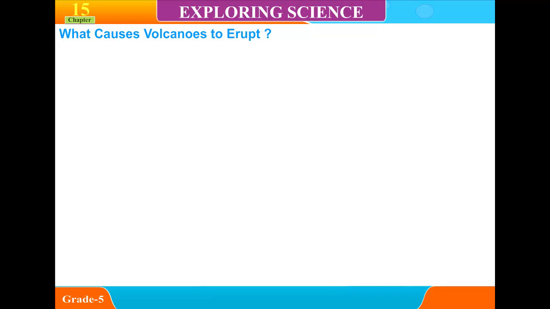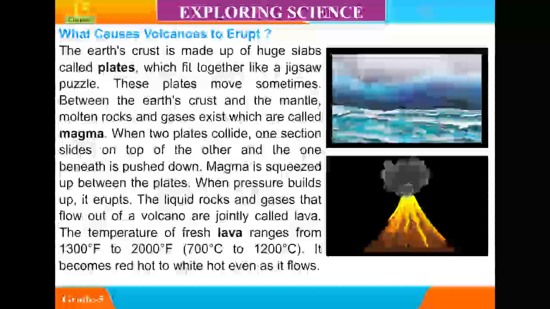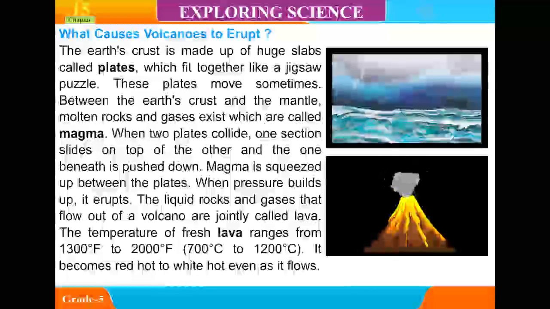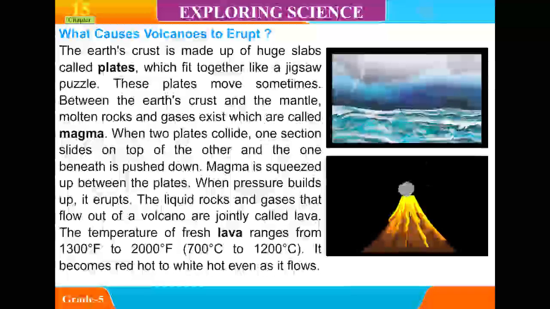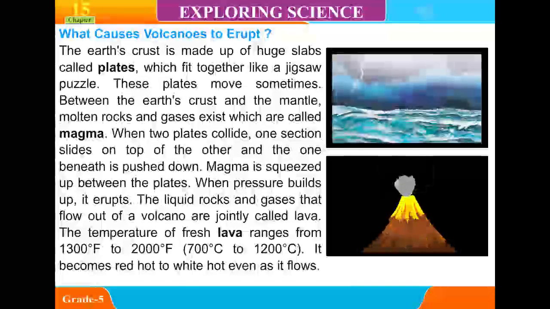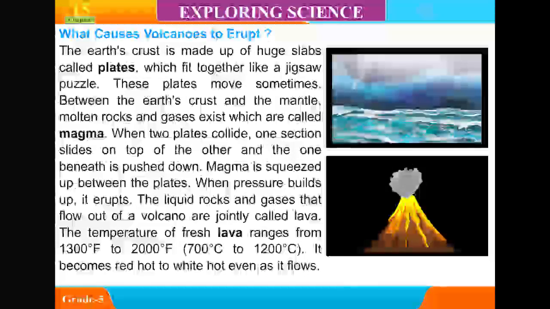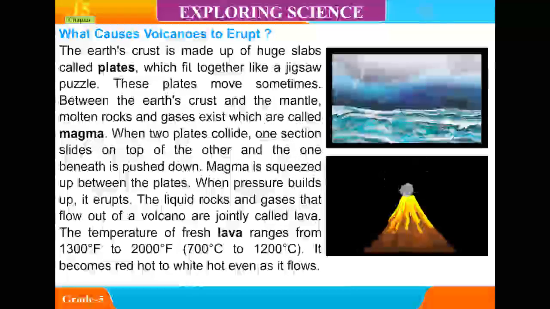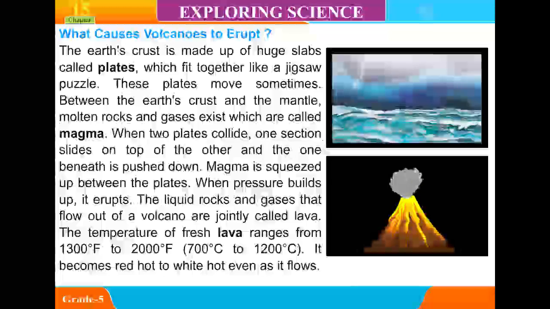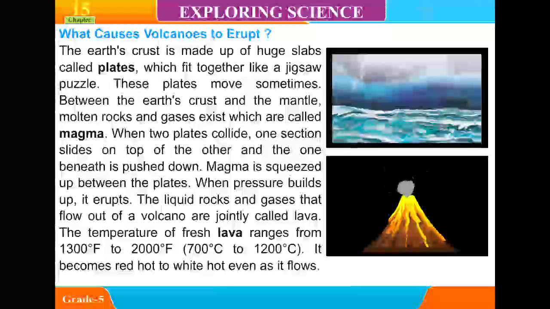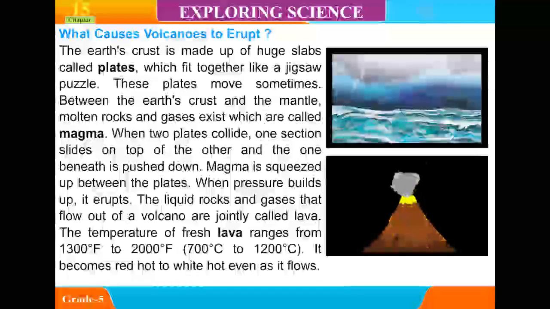What causes volcanoes to erupt? The Earth's crust is made up of huge slabs called plates, which fit together like a jigsaw puzzle. These plates move sometimes. Between the Earth's crust and the mantle, molten rocks and gases exist, which are called magma. When two plates collide, one section slides on top of the other and the one beneath is pushed down. Magma is squeezed up between the plates. When pressure builds up, it erupts.